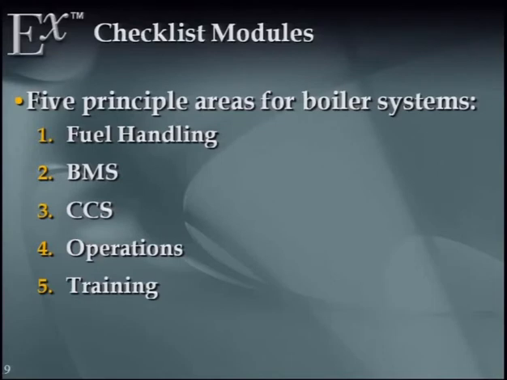So in looking at a standard boiler system, there are 5 principal areas to consider for creating a checklist PHA. There's fuel handling, which can be quite complicated. Burner management system, which can be simple or complicated depending upon the size of the boiler unit and the type of fuel. Combustion controls, which again is coupled with the complexity of the overall controls in the plant and the units that are tied into it.